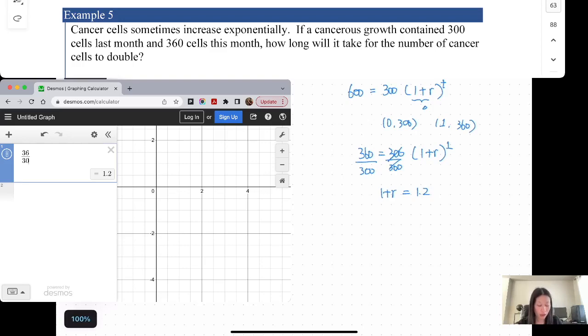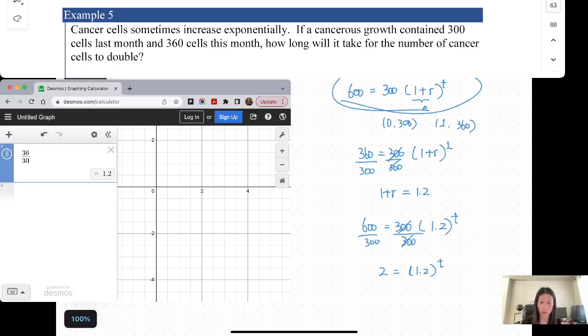Okay, so now after we know 1 plus r, we can find out the doubling time for that cancer cell. All right, so the output is 600 equals 300 times 1 plus r, which is 1.2, to the t power. We want to solve for t. The first step is you need to divide by 300 on both sides. I have 2 equals 1.2 to the t.